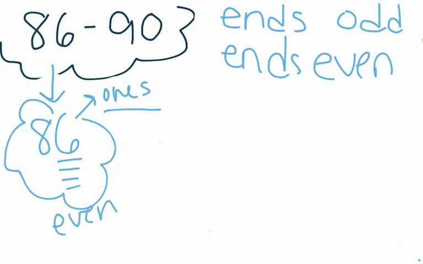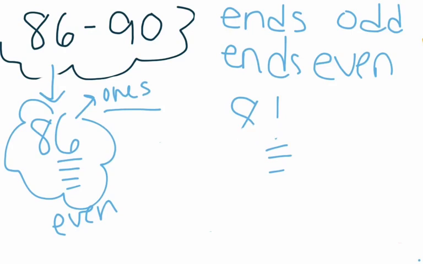But, now let's do one that's odd. 81, for example. 1 is odd, and I already know you guys know that. 8 is even, but it depends on which number it ends with. Okay? That is the most important thing to remember when we talk about this.